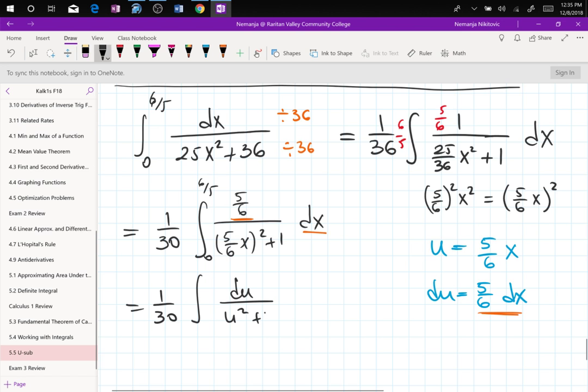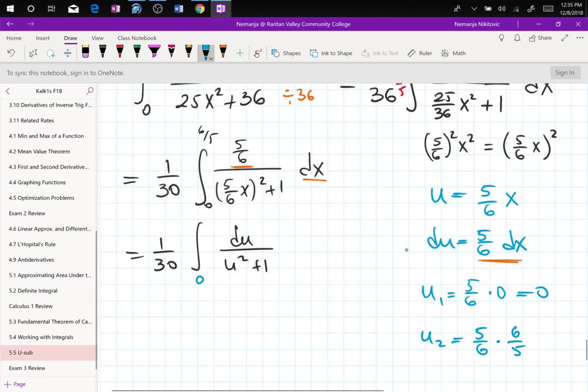So u1 is 5 over 6, putting the bottom limit times 0 is still 0. And u2, which is the upper limit, 5 over 6 times 6 over 5. Look at that. That's 1. Nice. So we went from that crazy, terrible integral into something that is really manageable.